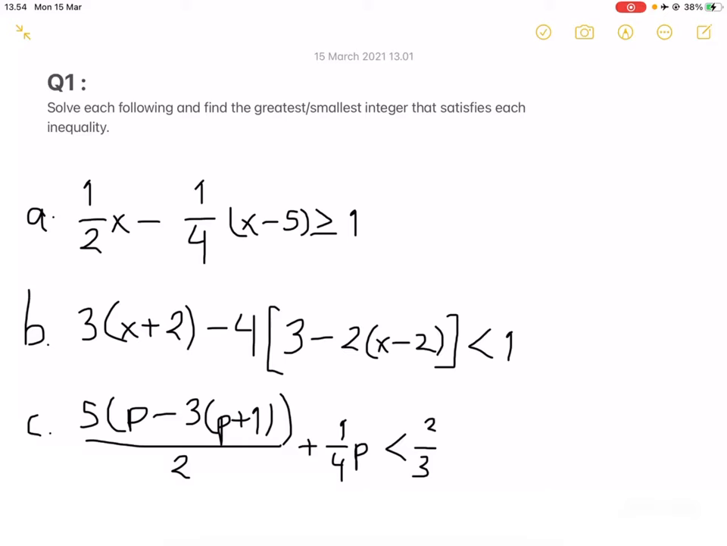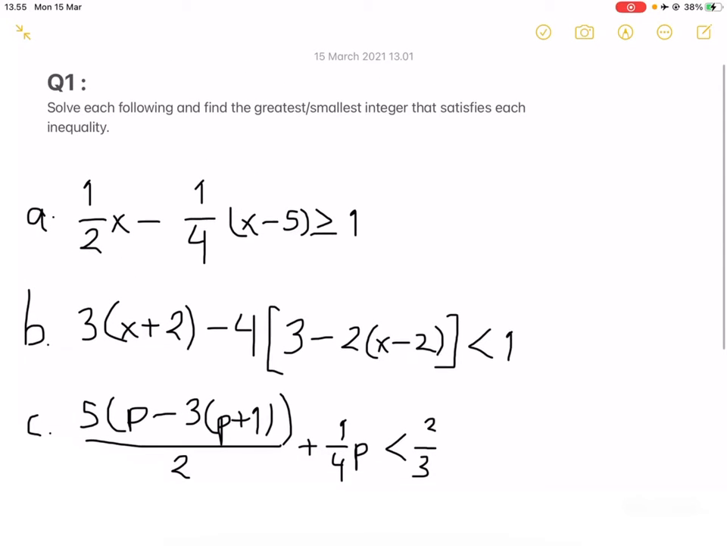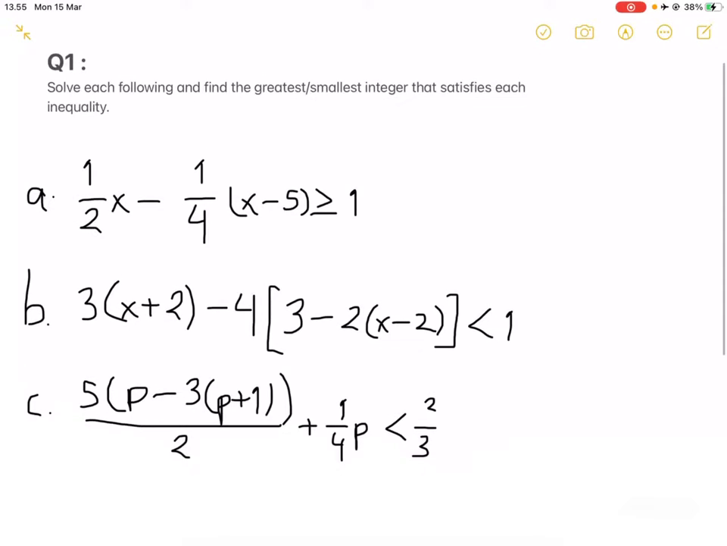Today we're going to look at more examples of linear inequalities and some contain word problems. So question 1 is pretty standard and we need to solve each of the following inequalities. We have 3 of these and we need to find the greatest or smallest integer, depending on the inequality in each case, that satisfies each of these inequalities after we solve them.